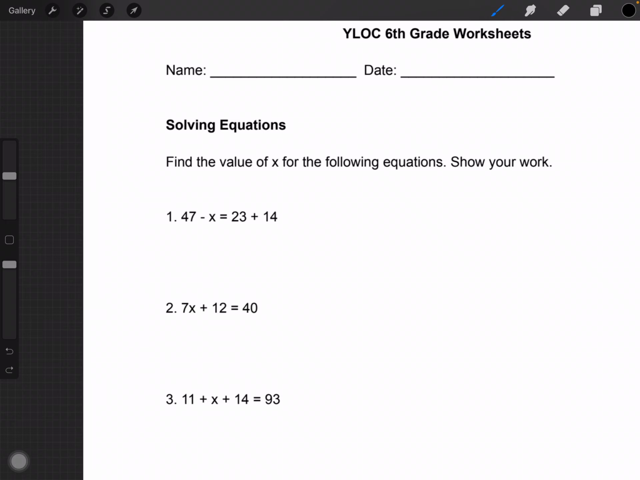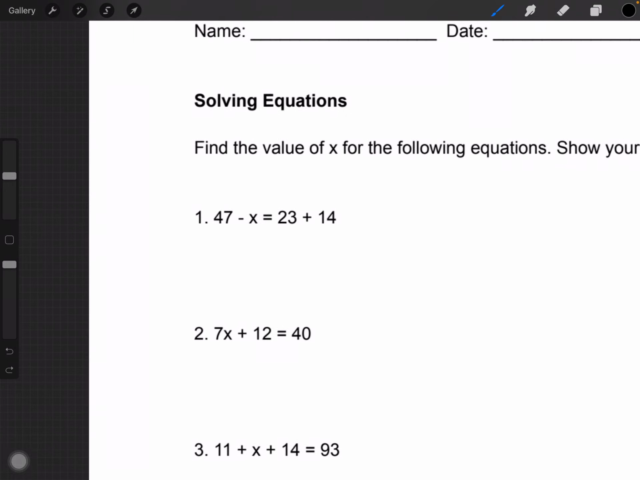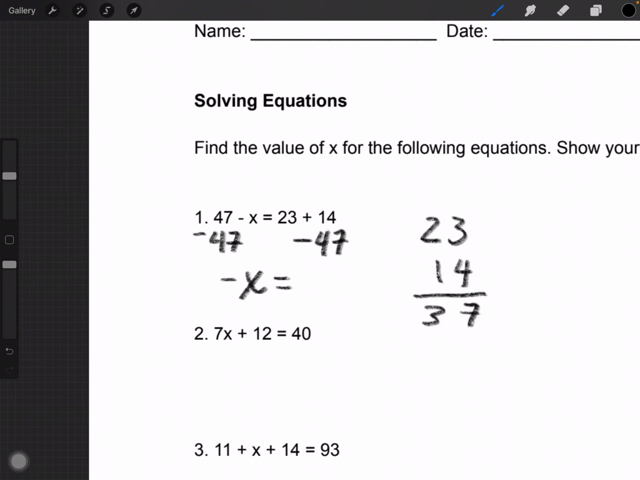Solving for x essentially is isolating x on one side of the equation. So there's this side, and we want to make it so this part is just x, so we do inverse operations, and we minus 47 from each side. Now negative x is equal to, well, we have 23 plus 14 minus 47, so 23 plus 14 is 37, minus 47 would be negative 10.